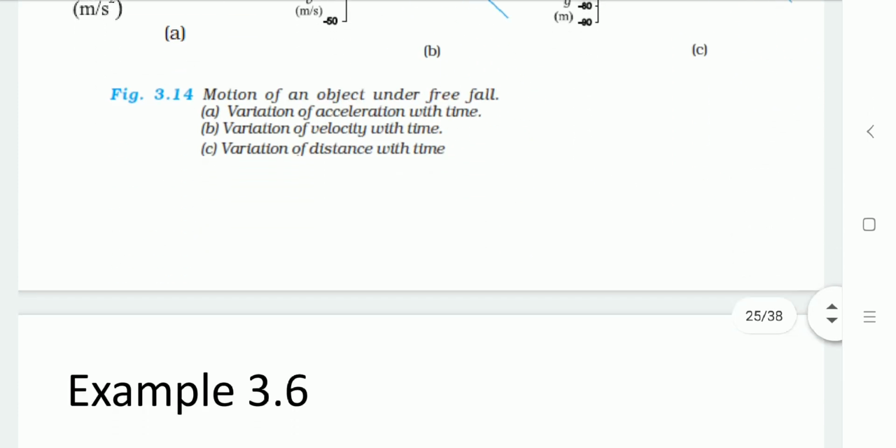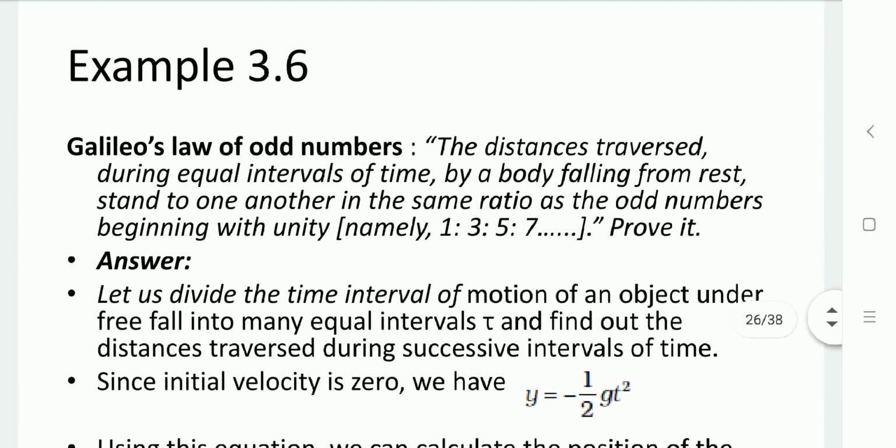Now, let us take another example. Galileo's law of odd numbers, which defines the distance traversed during equal intervals of time by a body falling from rest, stand to one another in the same ratio as the odd numbers beginning with unity, that is 1, 3, 5, 7. We need to prove this.